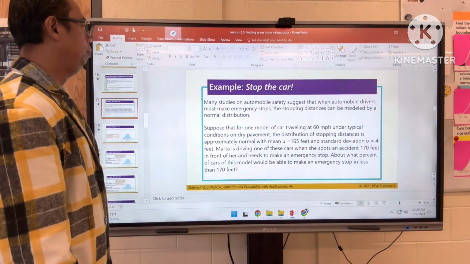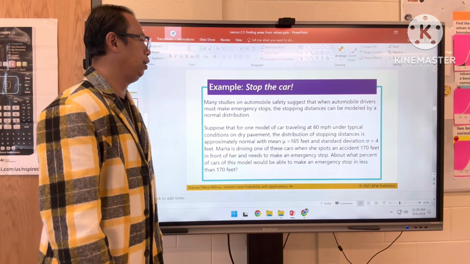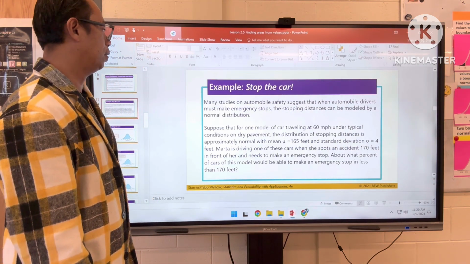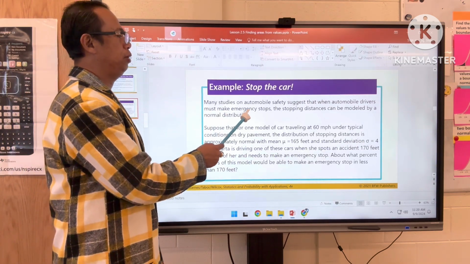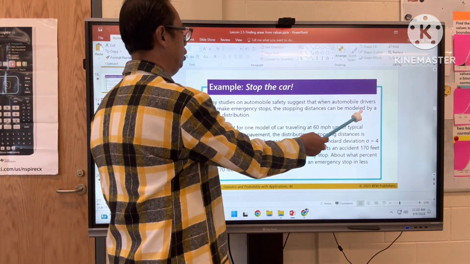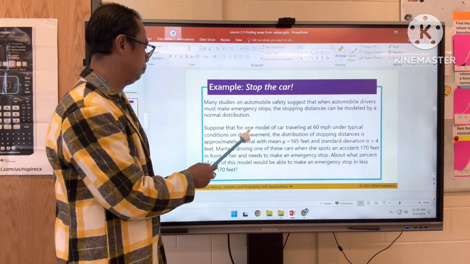Many studies on automobile safety suggest that when automobile drivers must make emergency stops, the stopping distance can be modeled by a normal distribution.